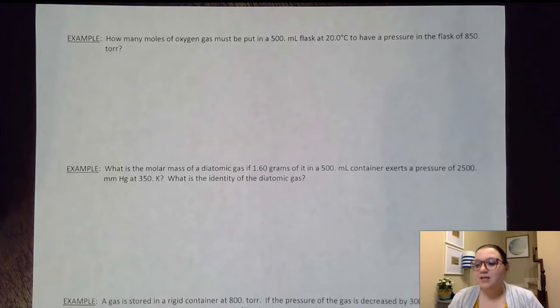In this video we're going to talk about solving problems dealing with the ideal gas law, either in its original form, in its substituted forms, or even in the rearranged form where we end up having the combined gas law.